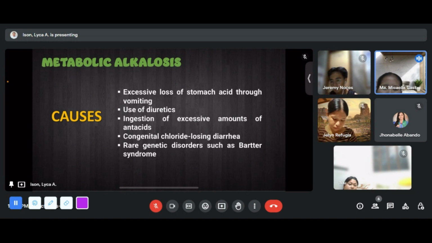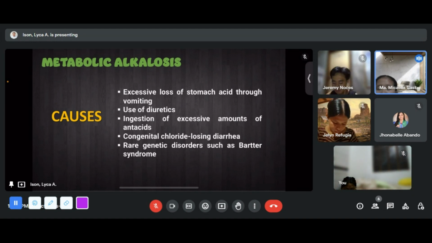Then yung ingestion of excessive amounts of antacid. So, ang antacids are medications na nag-neutralize sa stomach acid which can help to relieve heartburn and acid reflux symptoms. But ang sobrang paggamit ng antacid ay maaaring magdulot ng metabolic alkalosis dahil sa pagbaba ng stomach acid, and nagre-result ito ng decrease in chloride levels o pagbaba ng chloride.